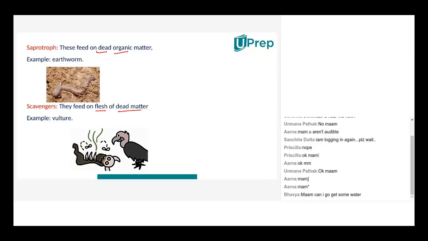So that's the difference between sapro. Sapro means dead and decayed, right? Scavengers will not have a decayed kind of thing. It may be a 1 day, 2 day old carcass. It can thrive on that. It can eat, but not a 1 month old carcass or a 1 month old dead buffalo or dead cow, right? So vultures will be scavengers, whereas earthworm, certain kind of fungi, they are not under animals though, but I'm just giving an example, they would fall under the saprotrophic mode of nutrition. That's the difference between saprotrophs and scavengers, right?